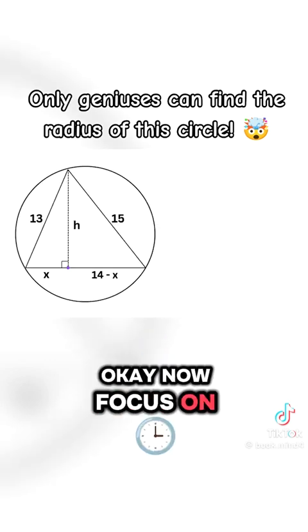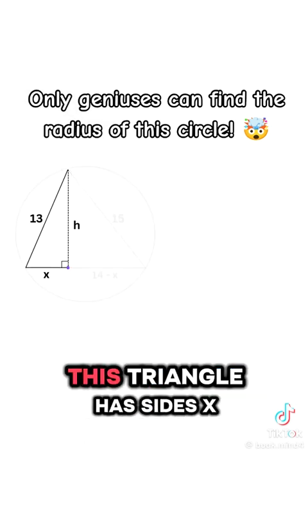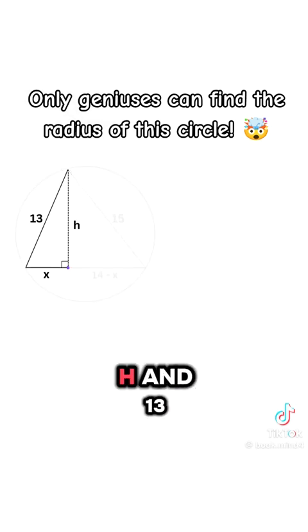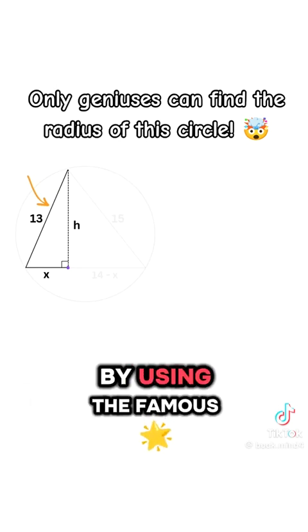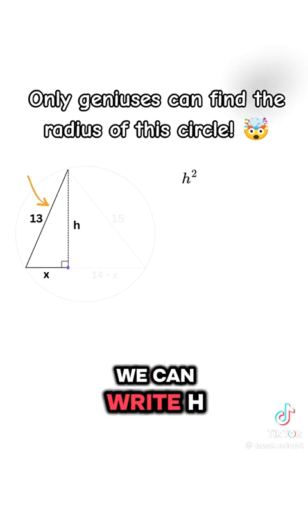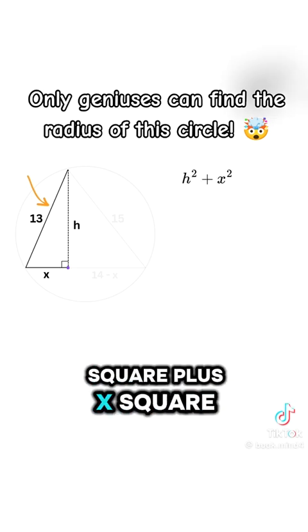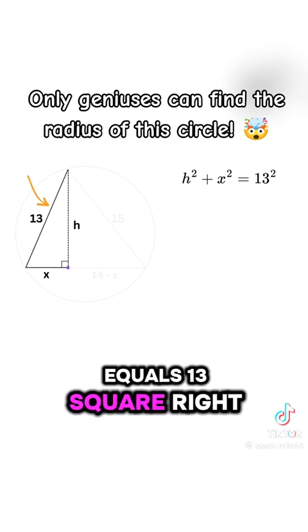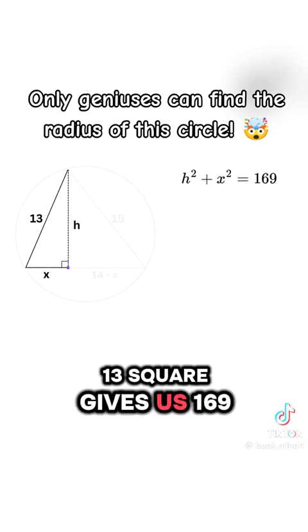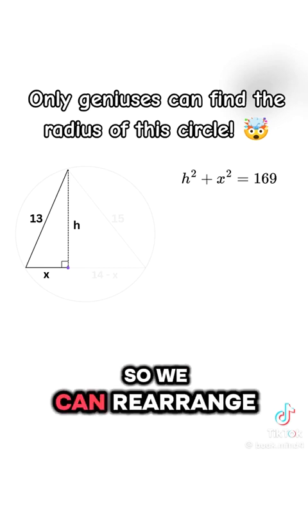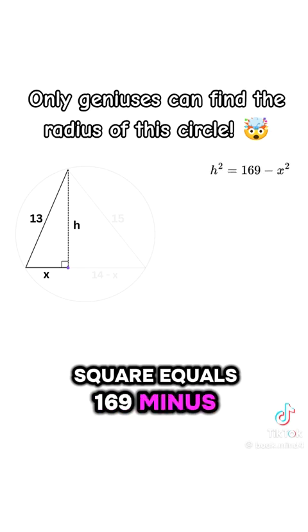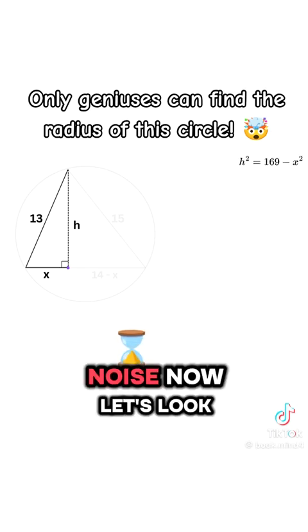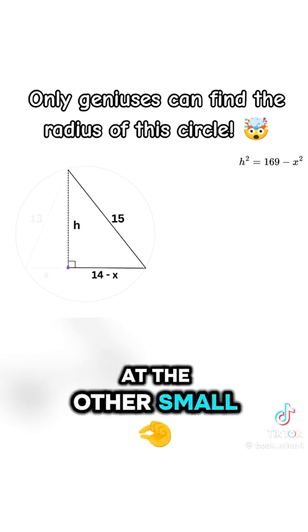Okay, now focus on this small right triangle. This triangle has sides x, h, and 13, where 13 is the hypotenuse. By using the famous Pythagoras theorem, we can write h square plus x square equals 13 square, right? 13 square gives us 169. So we can rearrange this to get h square equals 169 minus x square.